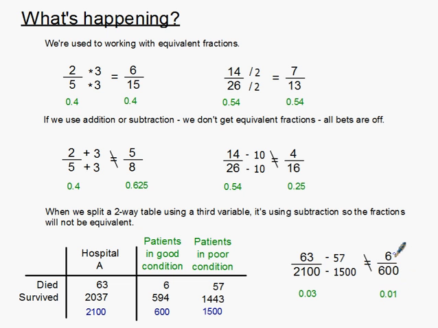Well, patients in good condition, the death rate would be 6 out of 600. Well, what we did is we subtracted the patients with poor condition to get the patients in good condition. That makes sense. Well, we're subtracting, which means there's no reason this has to be the same as that. And so it depends on the interaction of what we're adding and subtracting to see what fraction actually turns out to be bigger.